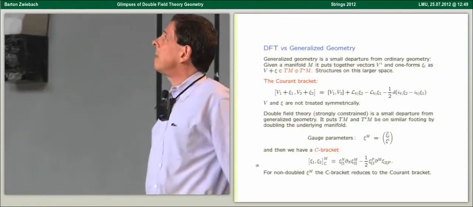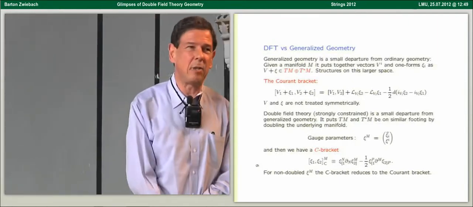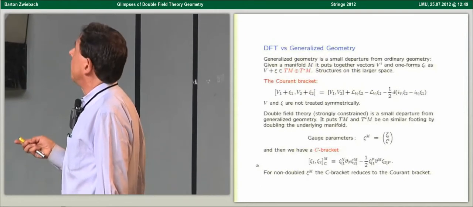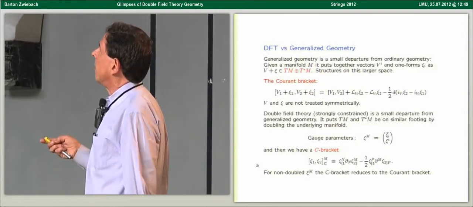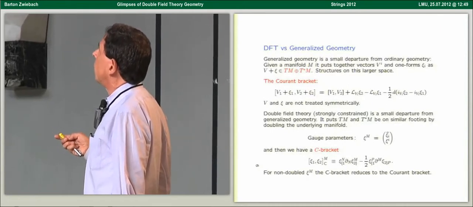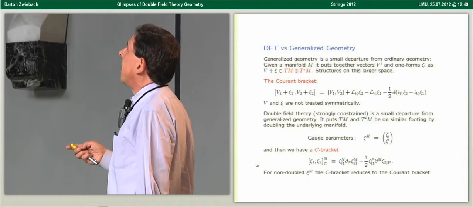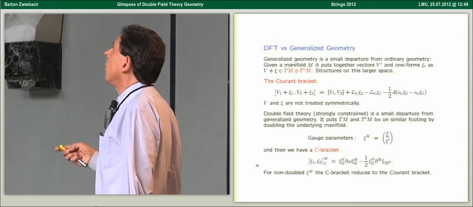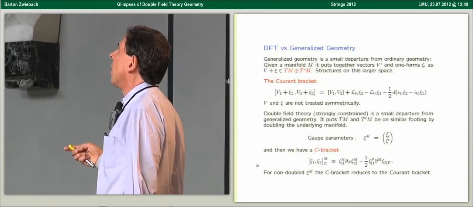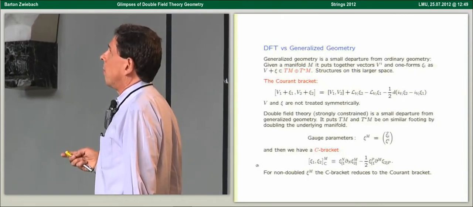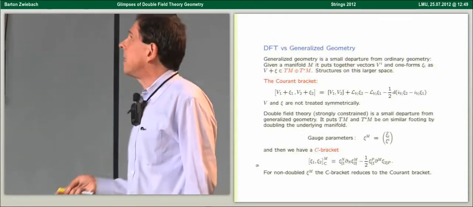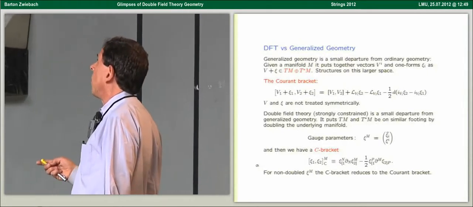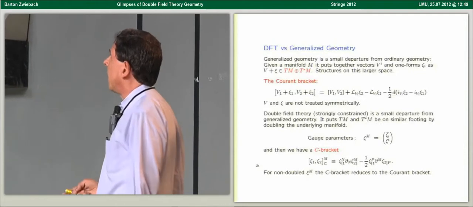There's also a usual question, what's the difference between double field theory and generalized geometry? Well, generalized geometry is a small departure from ordinary geometry. In fact, it's a very cautious departure. You have a manifold, and you basically put together vectors and one-forms by adding them as sections of an extended tangent bundle. And then you basically try to define the proper structures on this space. And one of the structures that was defined rather quickly and was the basis of the theory is the so-called Courant bracket, that given a vector and a one form, another vector and another one form, produces a vector and a one form as well.